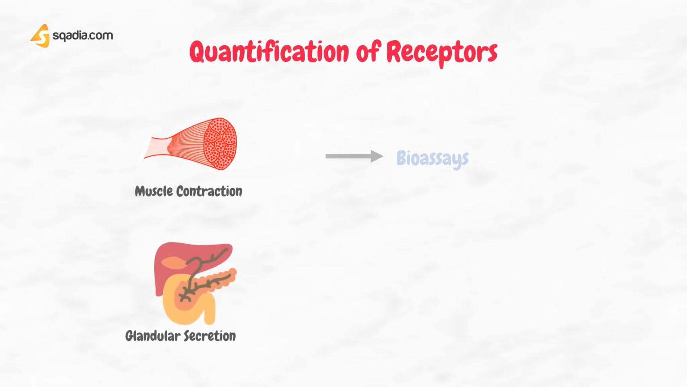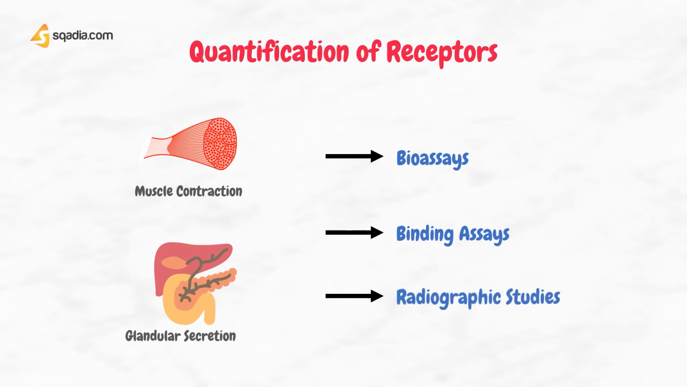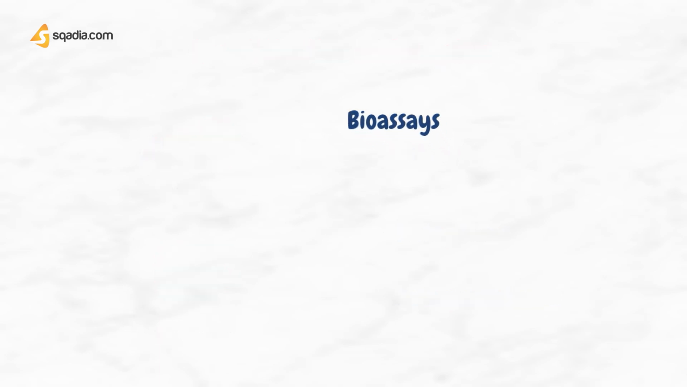Like we stated earlier in the lecture, the quantitative relationship between the physiological responses and the concentration of the agonist can be measured by using bioassays. The first part of the drug-receptor interaction, which is the binding of drug to receptor, can be studied in isolation using binding assays. And the localization of receptors can be performed via radiographic studies. First up, let's discuss bioassays.